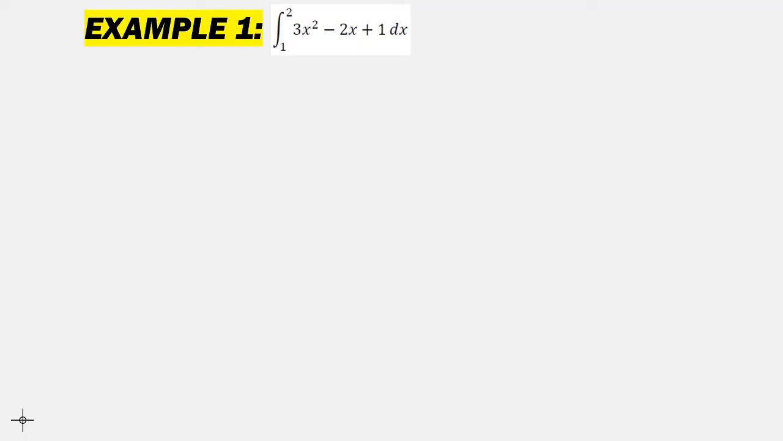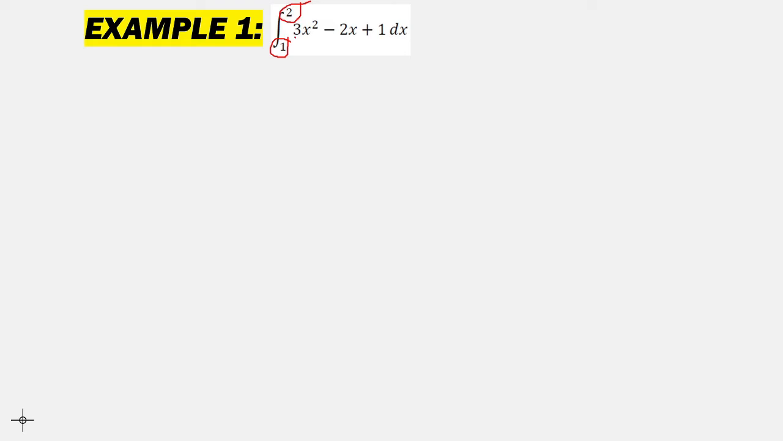So for definite integrals, as you can see, the difference here is you can see a limit in the integral sign, here and here. So this can be read as the integral of 3x squared minus 2x plus 1 dx from 1 to 2. So how are we going to do that?